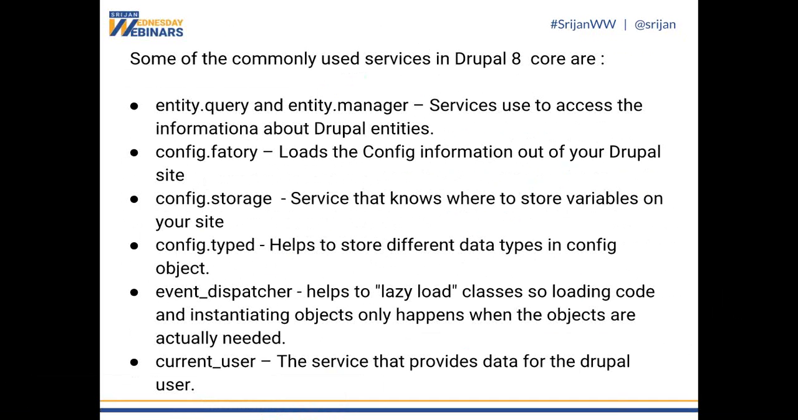That belongs to the same config factory tags, wherein you can have the services that give you the information on where the variables of your site are actually being stored. Next is config.type, that tells you about the different data types of the config object that you are currently using.